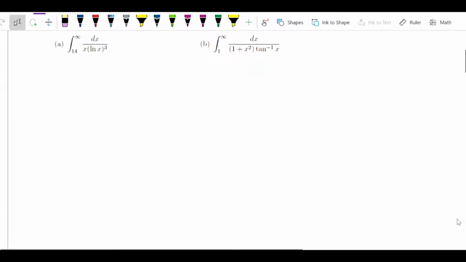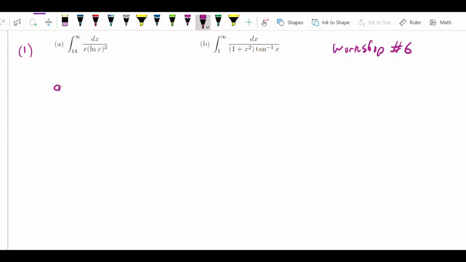Hi everyone. We're just going to go over the workshop problems. This is from workshop 6, workshop number 6. So all right, number 1, this is problem number 1. These questions are pretty straightforward. We're just calculating improper integrals.